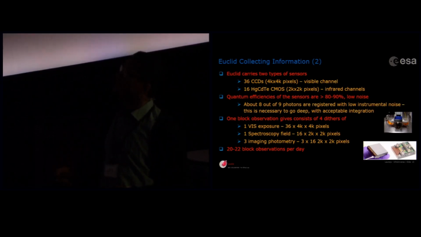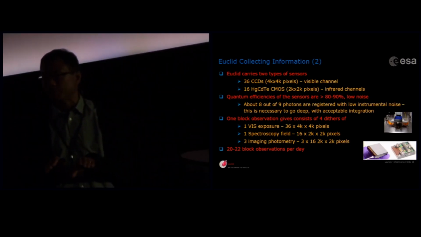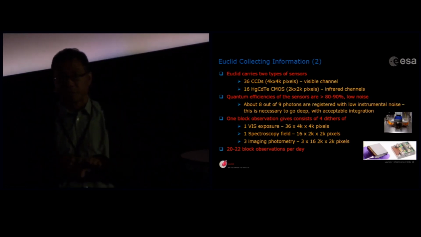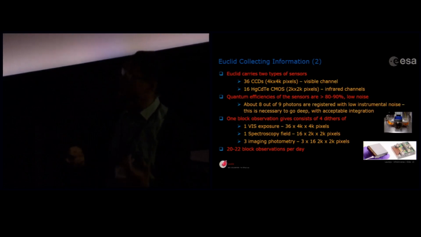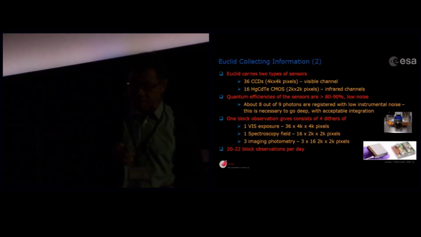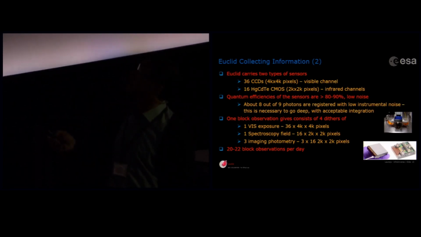And if we do one exposure, one block observation, because in order to maximize the observing time, the infrared channel and the visual channel are observed in parallel, so we take them simultaneously. So we do of the order of 20 of these block observations per day. So we can observe 10 square degrees of sky per day. And even with 10 square degrees of sky per day, we need 6 years to get the survey area.